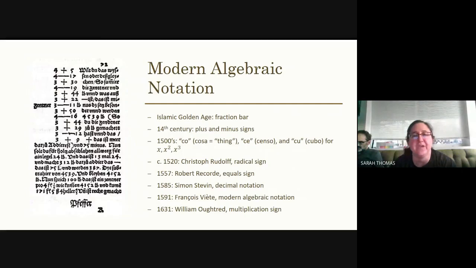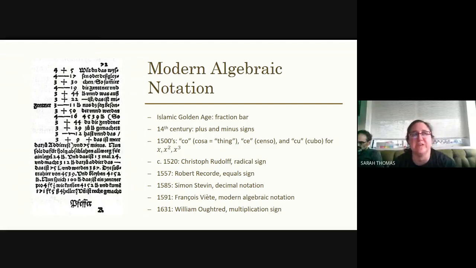The fraction bar was not invented until the Islamic Golden Age. Up until then, to represent an Egyptian fraction with Arabic numerals, you would write the numeral and put a bar over it. So if you wanted to say one half, you'd have two with a bar over it. Of course, that bar means something different today. It means a repeating decimal fraction.